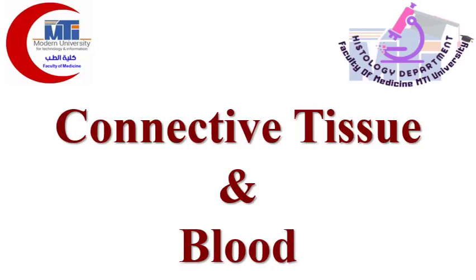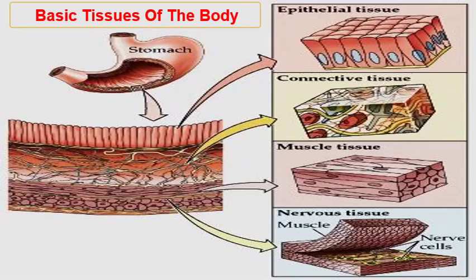Guys, today we are talking about connective tissue and blood, mainly connective tissue today. We have four basic tissues in the body: epithelial tissue, connective tissue, muscle tissue, and nervous tissue. We will talk about connective tissue.